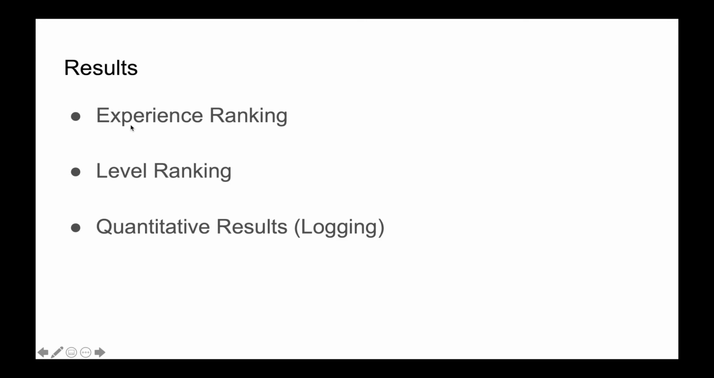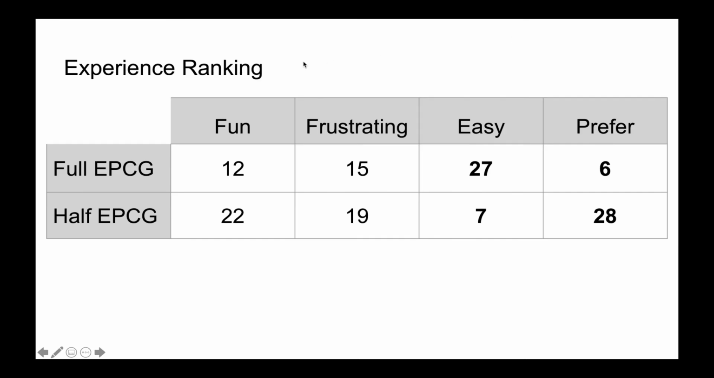The results then I'm going to go over in this order. We'll have first the experience rankings, the level rankings, the quantitative results, which come from some objective numbers from some logging, and then the level analysis. Okay, so first let's cover these experience rankings. So we have the full EPCG rankings here. This is the number of times that the full EPCG editor was ranked as more fun, frustrating, easy, or more preferred, and the half EPCG editor's rankings along here.